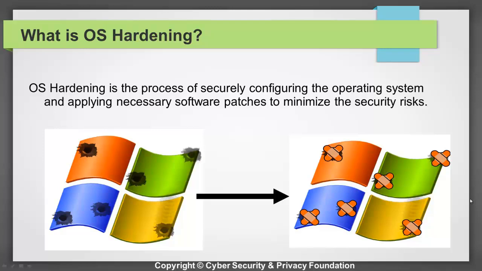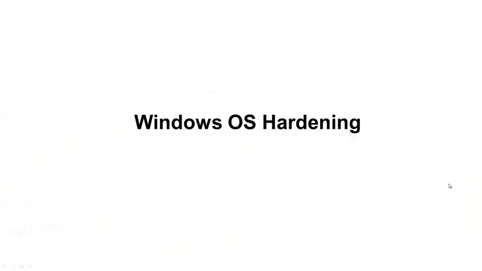Most of the time, corporate networks are targeted by attackers. So it is really important for corporate networks to harden their operating systems so as to stay away from most of the attacks. With that, let us look into the different mechanisms that are followed for OS hardening, starting off with Windows OS hardening.